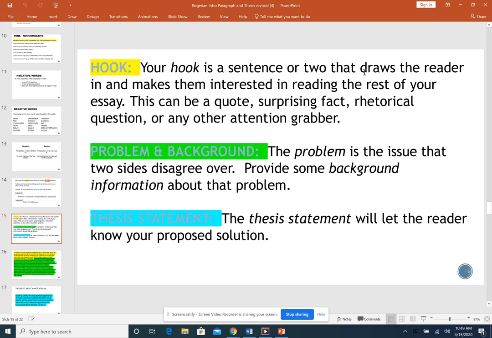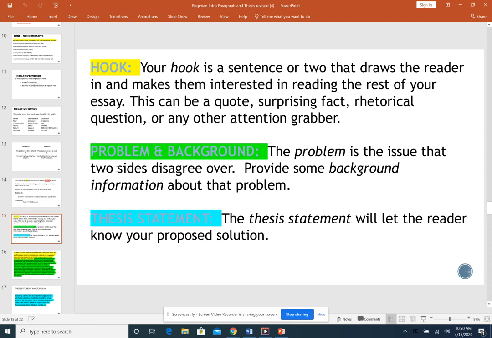It can be a quote, surprising fact, rhetorical question, or any other attention grabber. Now remember, if you use quotes or facts, something that's not original, you must cite that source with an in-text citation. Okay, then the problem and background. The problem is the issue that the two sides disagree over. Provide some background information about that problem. And then the thesis statement will let the reader know about compromise, where you stand, and what compromise you're looking for.